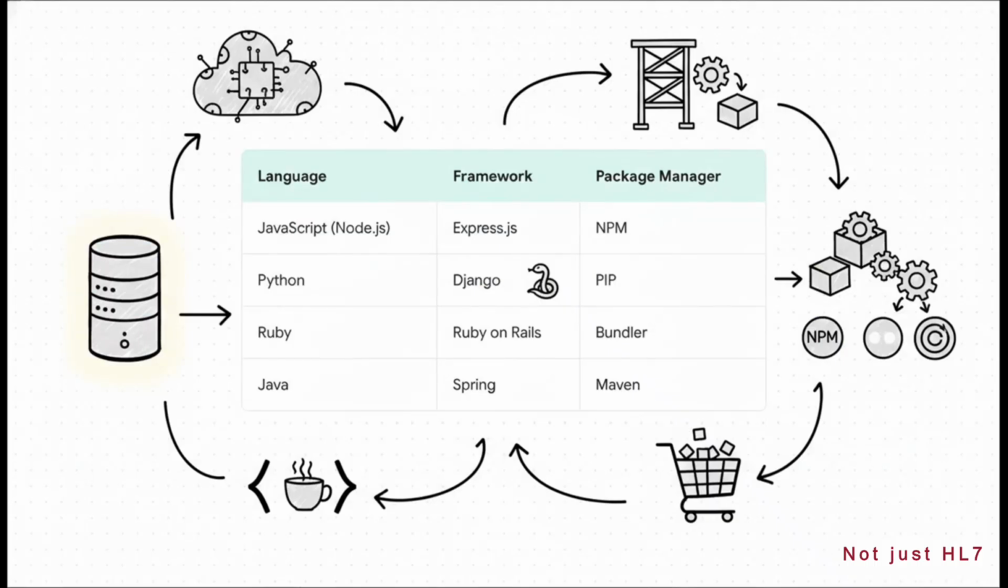So how do you actually build a server? Well, you start with a programming language to write the basic instructions. But to make life easier, developers use a framework, which is like a toolkit of pre-built parts. And to use code written by other people, they use something called a package manager. You can see there are lots of options, and the choice really depends on what you're building.